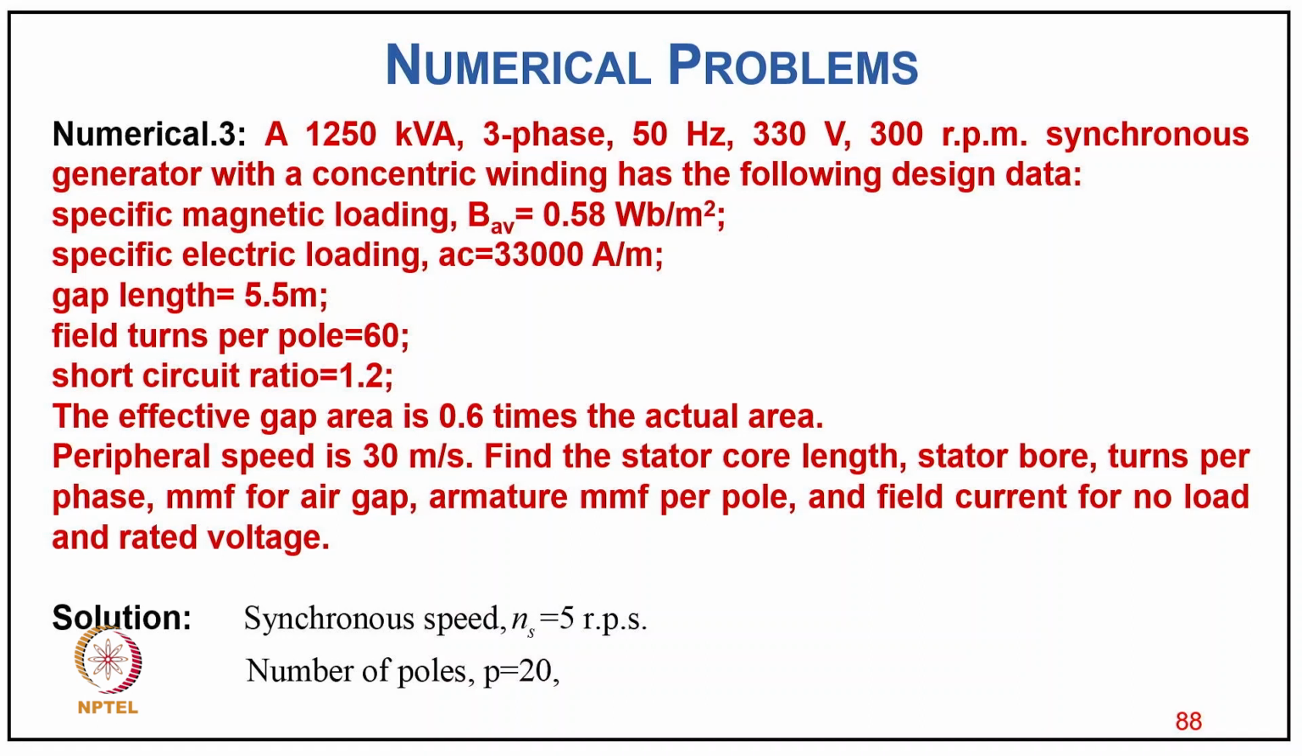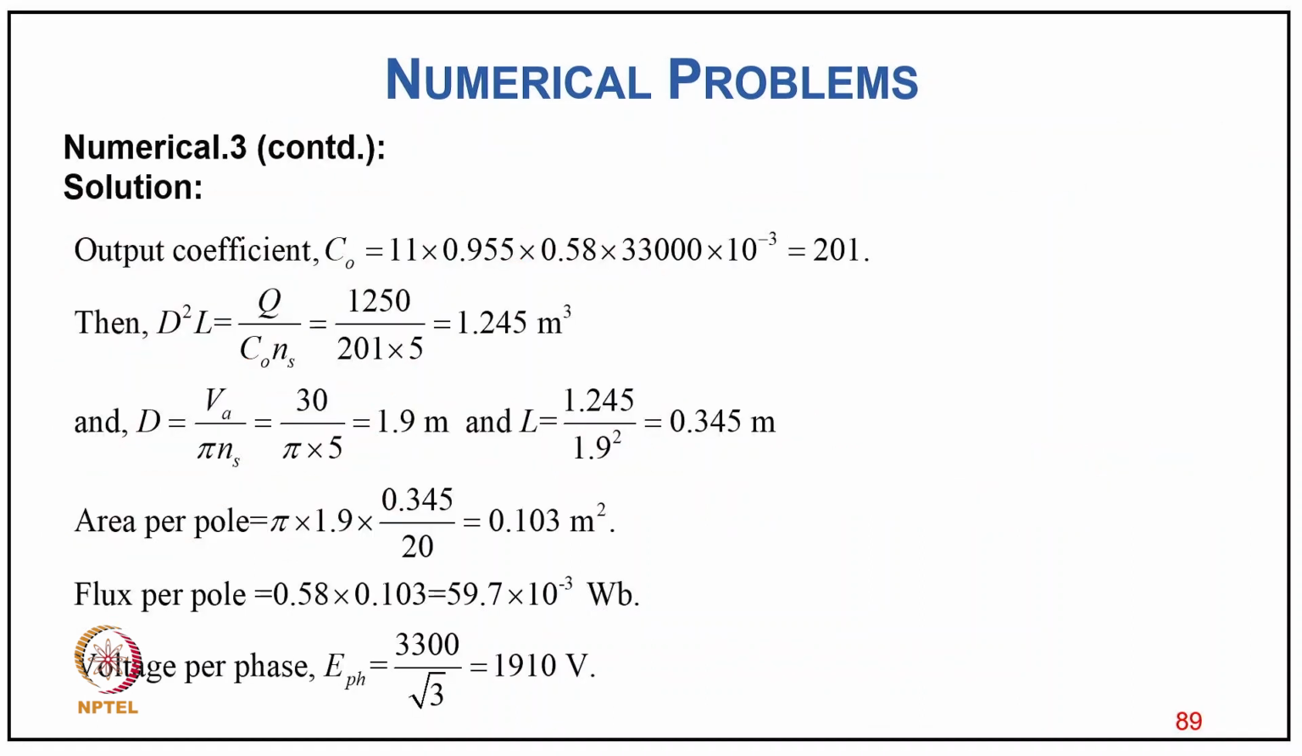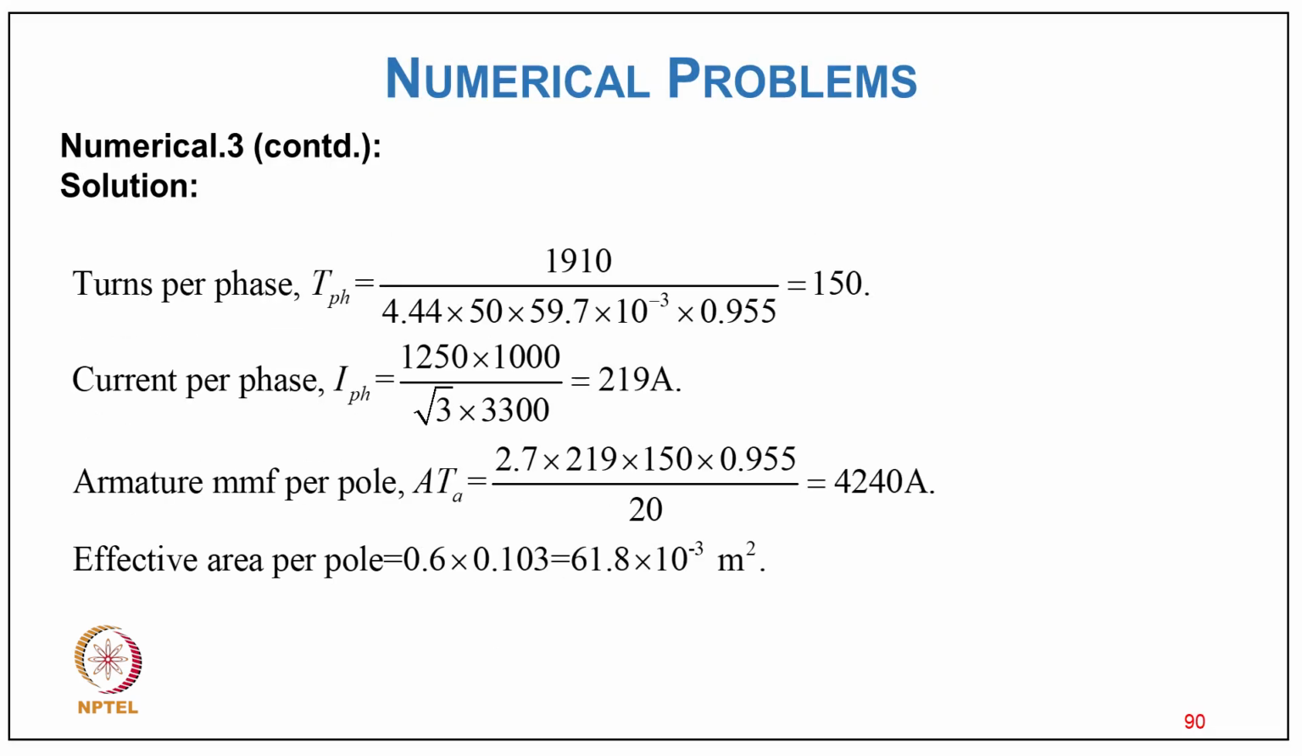So synchronous speed NS equal to 5 RPS, number of poles P equal to 20, and output coefficient C0, putting the values, comes 201. Then D square L equal to Q upon C0 NS comes 1.245 meter cube, and D from peripheral speed, Va upon pi Ns, so it comes 1.9, and L from output equation relation comes 0.345 meter. And now area per pole, pi D by P into L, comes like 0.103 meter square. Flux per pole, putting the values in the relation, comes 59.7 into 10 power minus 3 Weber, and volt per phase EPH is 3300 by root 3, 1910 volt.